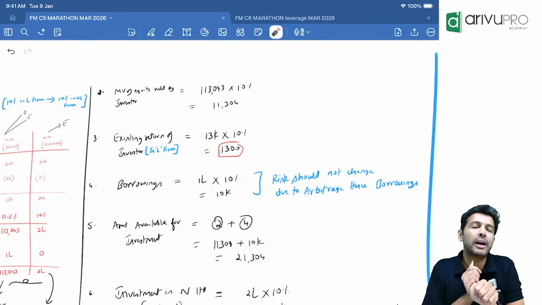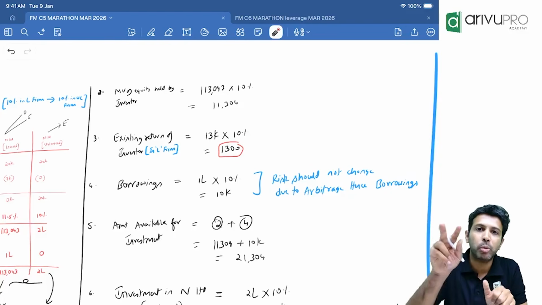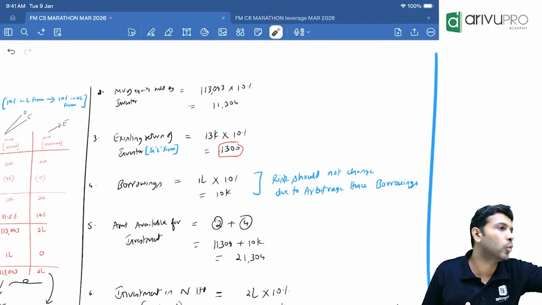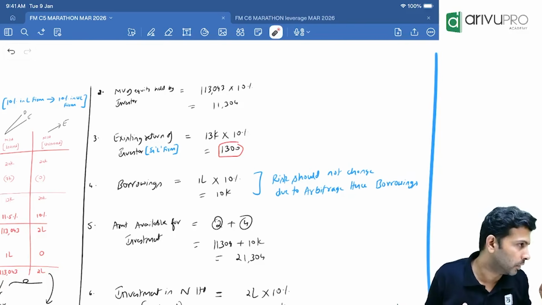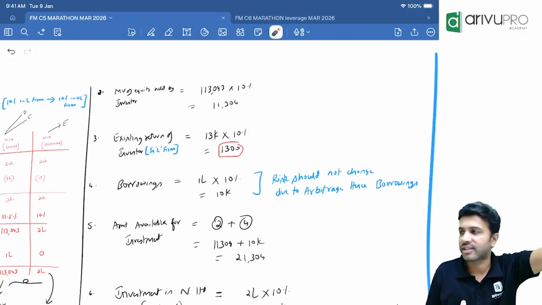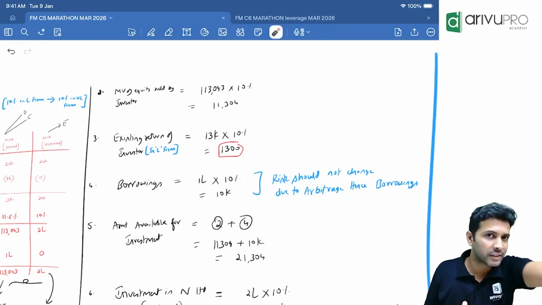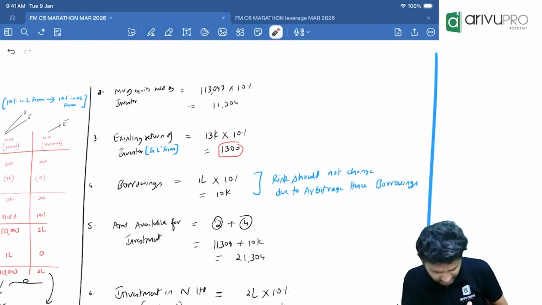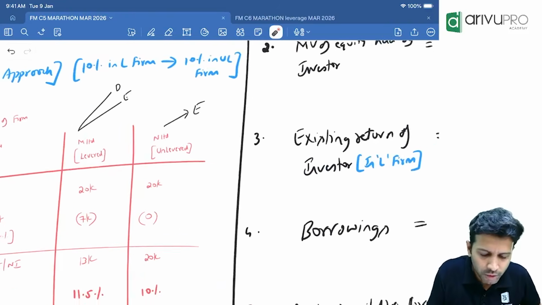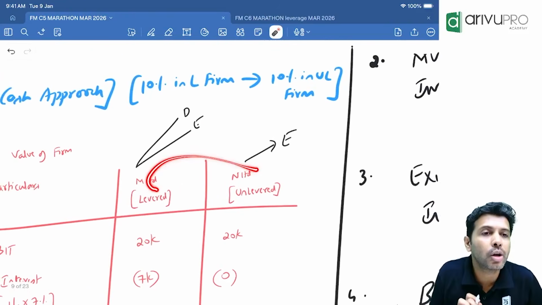The first step in the arbitrage process is to find out whether both firms' values are the same or not. Hence, first you need to find V, the value of the firm, for the two firms, levered and unlevered. Second, the investor will sell the shares. Will the investor sell at book value or market value? Take the market value. Here we are shifting from levered to unlevered.